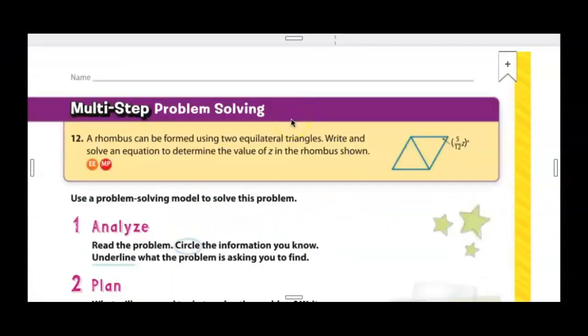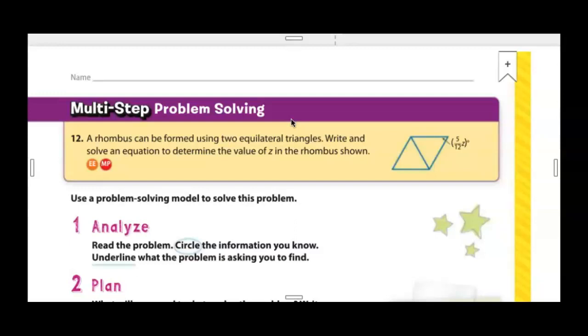So go ahead and turn the page till you get to number 12. And number 12 says it's a multi-step problem. So we're not going to panic. We're going to just read the question once, and then we're going to go back and underline what we're being asked to find, and we're going to circle important information. The rhombus can be formed by using two equilateral triangles. Write and solve an equation to determine the value of z in the rhombus shown.